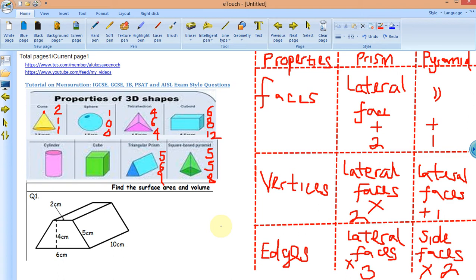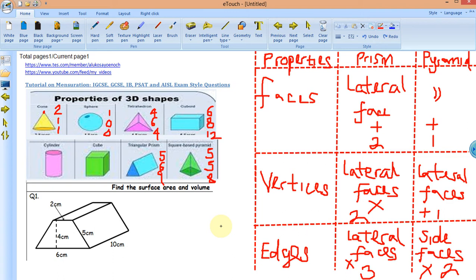Okay, so you can also apply the same thing to a pentagonal base prism. Pentagon is 5, so 5 plus 2, that is 7. So the total number of faces will be 7. Lateral faces for a pentagon is 5. So 5 times 2 will give us the vertices, that is 10. And 5 times 3, that will be 15. So that will be for the edges.